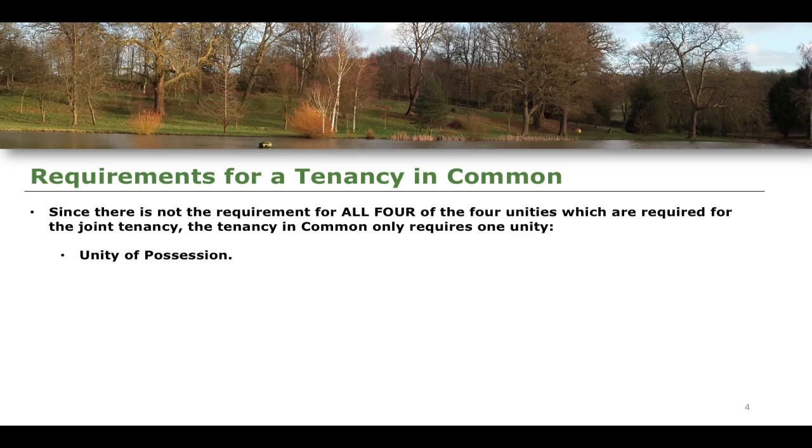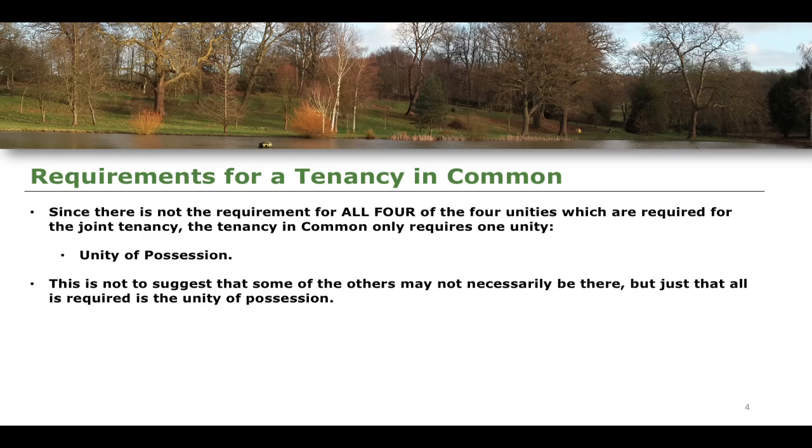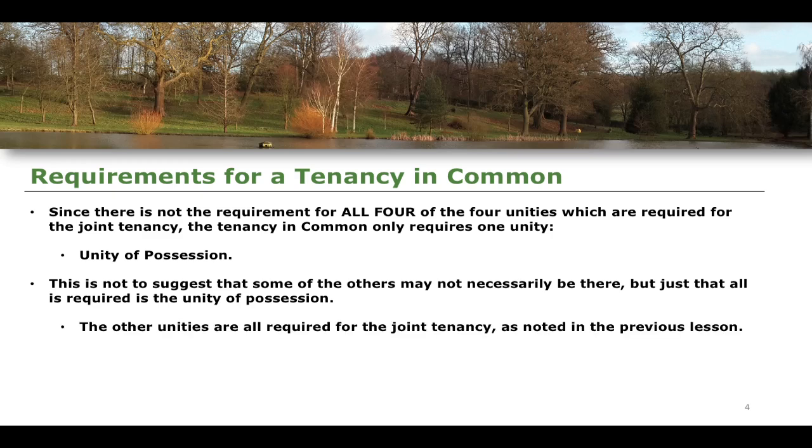Each of the co-owners of a tenancy in common still has to have ownership over the property and possession of the property. But other than that, the rest of the unities are not necessarily required. This is not to suggest, though, that there may not be the presence of other unities, but it's just that they are not required. The other three are not required for there to be a tenancy in common. In reality, this is what distinguishes a joint tenancy from a tenancy in common. The four unities are required. All four of them are required in order for there to be a joint tenancy.